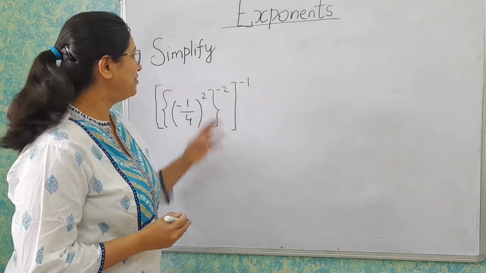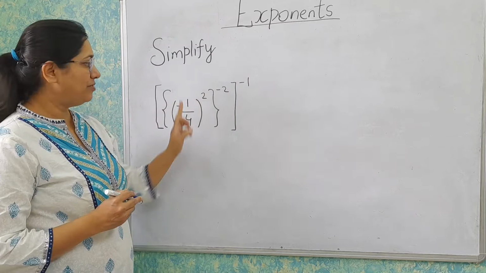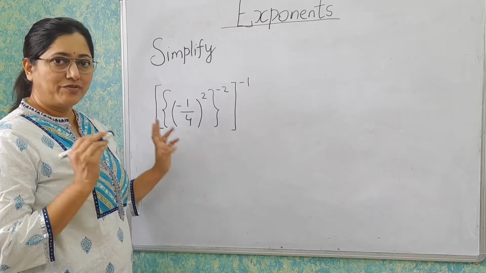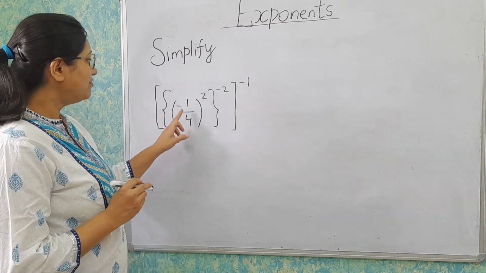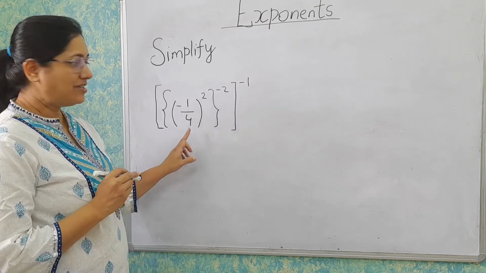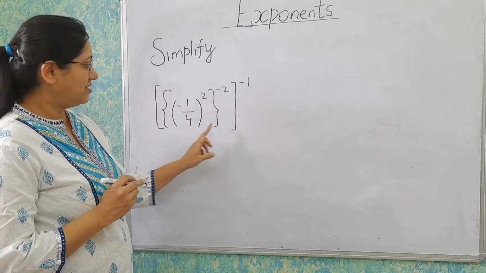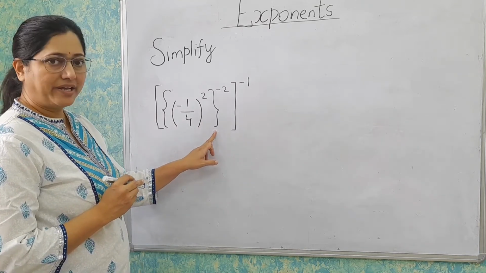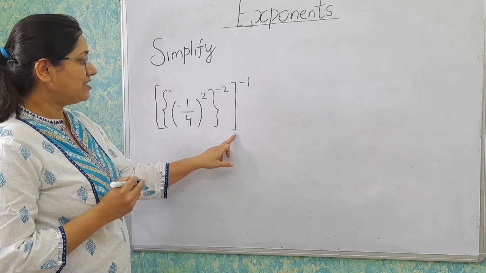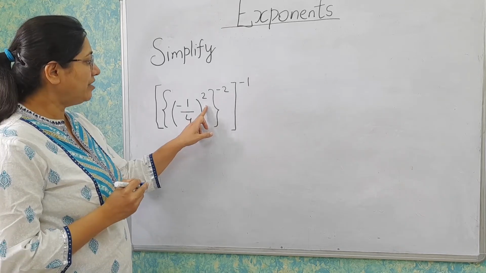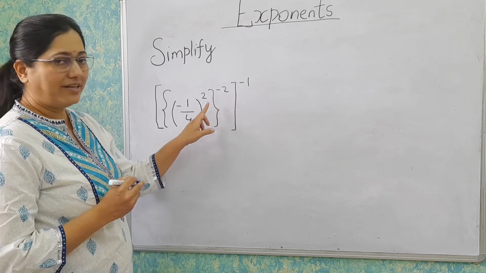Let's start with our first question. Now we have to simplify this number. First we will observe the question, minus 1 upon 4, and this number is enclosed in 3 brackets. Small bracket, middle bracket or parenthesis, and the last one is square bracket. And after every bracket there is an exponent.